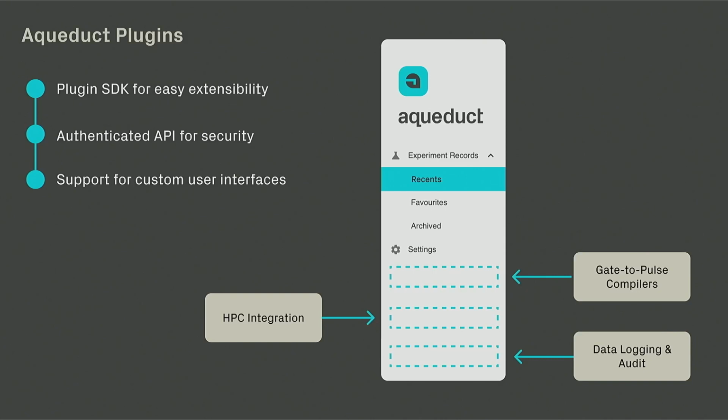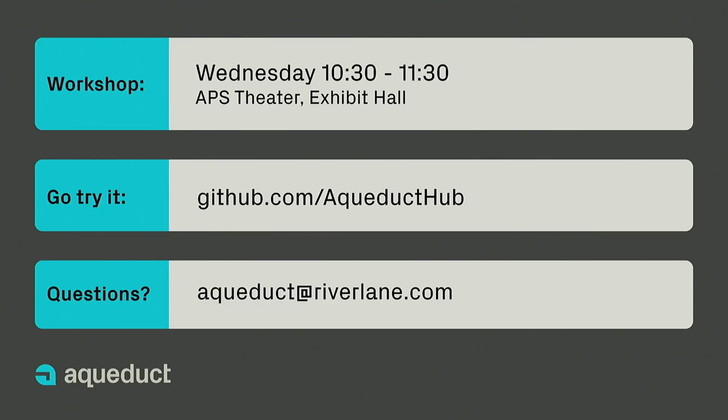OK, so that's the last slide I have. Tomorrow we're running a workshop at 10:30 in the exhibition hall. Aqueduct is open source. It's on GitHub right now. We'd really like to work with the community to build this out. We think that this is a very base level of functionality that should be useful for everybody. And by base, I mean it's a good thing, because it's the minimum features that you'd want to automate your workflow and run your experiments.